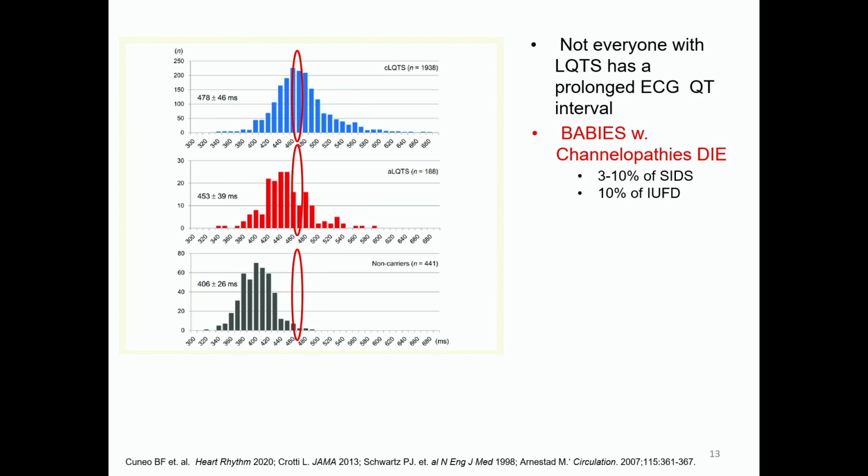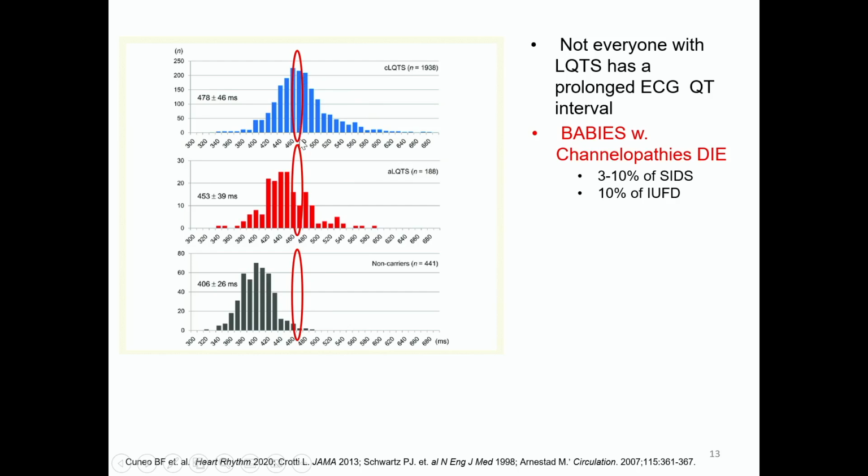Another reason is that even though we think long QT is pretty easy to diagnose, it's not really. The EKG is really good at excluding people who don't have long QT. So this is the QT intervals of 441 non-carriers, so long QT negative people. This is acquired long QT, and this is our congenital long QT.